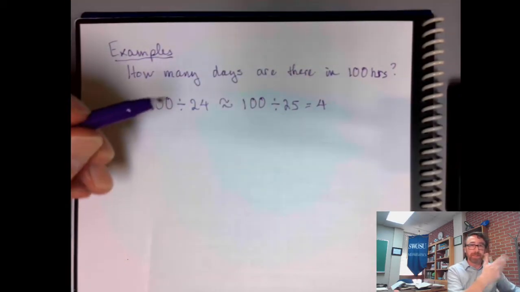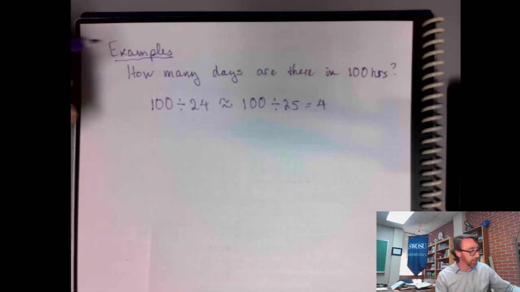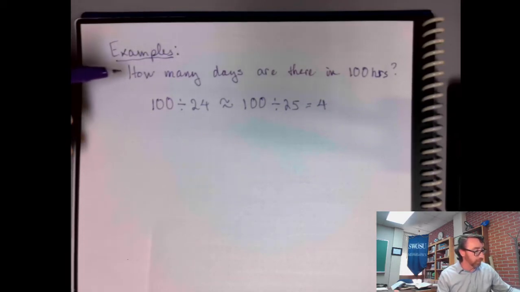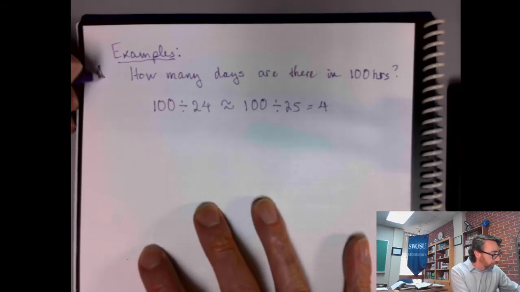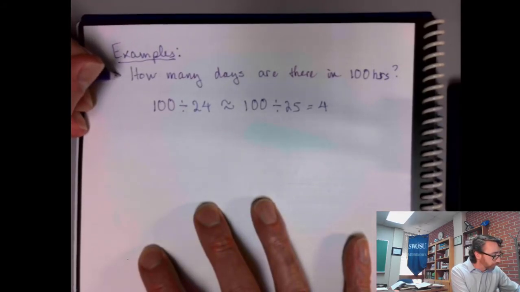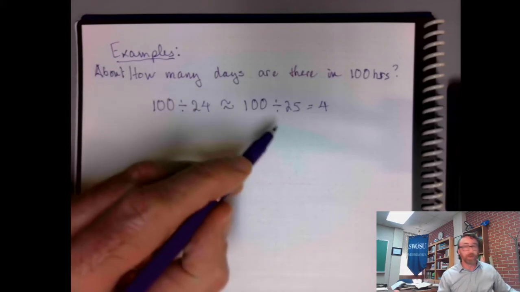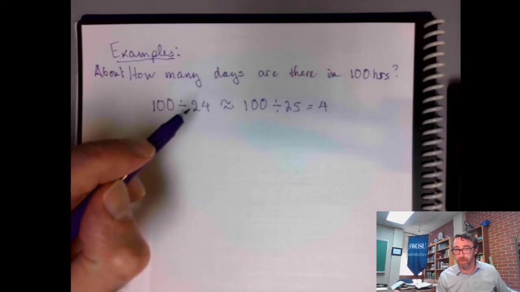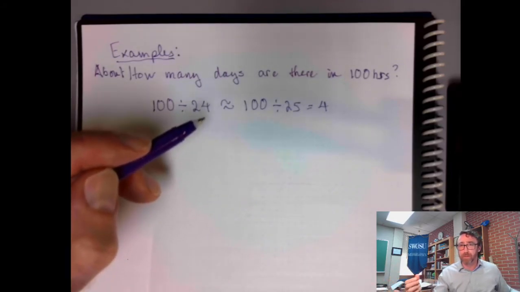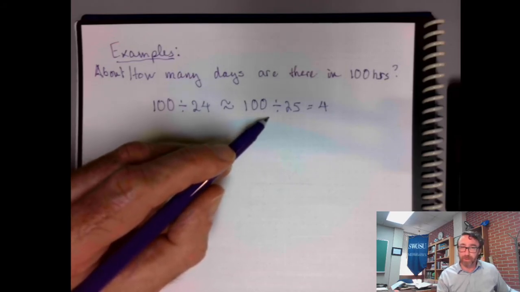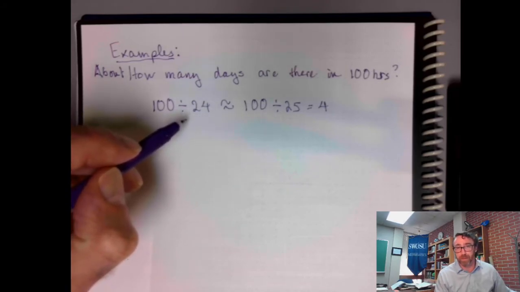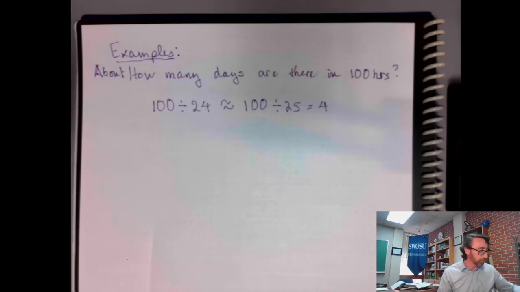So if you only need an estimate, if you only need an approximate answer to this question about how many days are there in 100 hours, well, it's approximately 4 days. Okay, it's a little more, but we can get the approximate answer very quickly. Here, I think I might actually have to do the division. Okay?